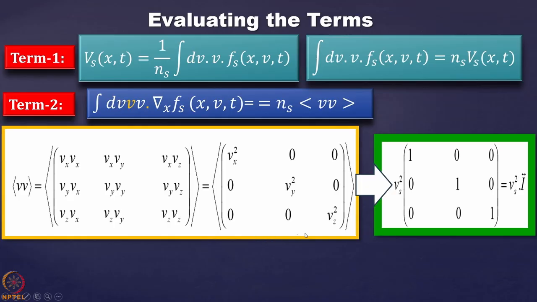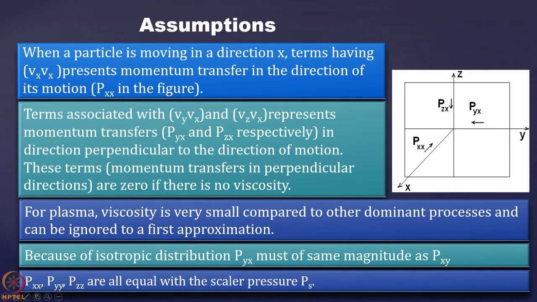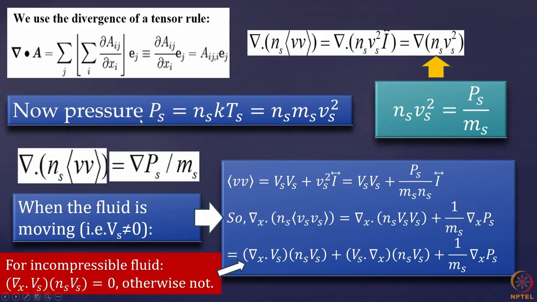So we can write this as Vs square times this tensor. Now we are using the divergence of a tensor rule, and if we apply the same thing over this VV tensor, we get this gradient of Ns Vs square. Now the pressure P, you know that P equals NKT, we all know from our thermodynamics or statistical mechanics classes. So Ps is equal to Ns KTs. K is the Boltzmann constant.